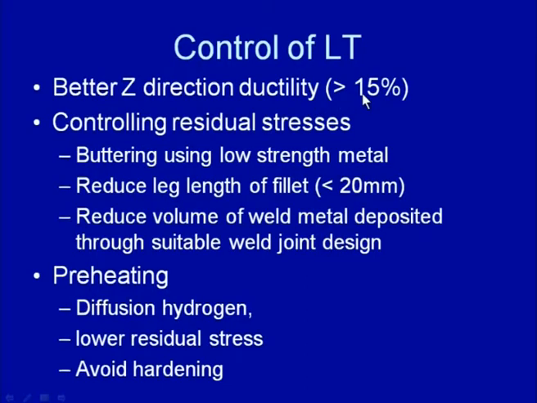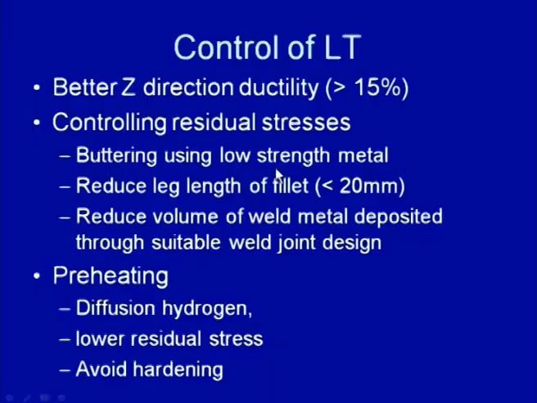So, as far as the control of the lamellar tearing is concerned, it will be better if the z direction ductility of the metal system is good, which is measured in terms of the percentage reduction in area, and it should be greater than 15. Then effort should be made to control the residual stresses. For that purpose, buttering of the base metal can be done before developing the weld joint using the low strength metal, so that the stresses are localized mainly in the buttered layer, and the heat affected zone is not subjected to the higher tensile stresses.